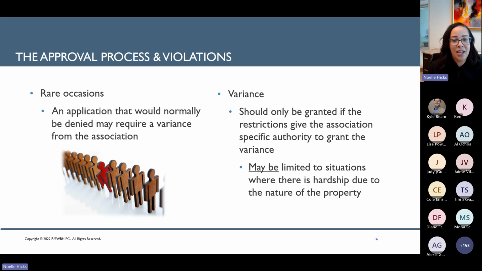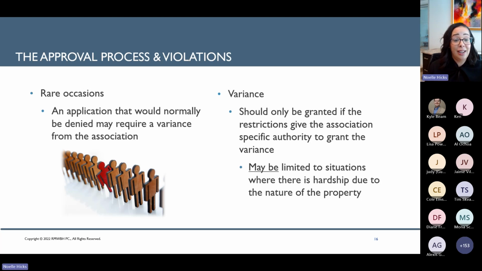So you've got to take those sorts of things into consideration, review the entire totality of circumstances, and listen to the homeowner if they have some additional explanation about why they're requesting this variance. And if the association has the authority to grant the variance and the circumstances call for it, then you can probably go ahead and do that. But if there's any question and you're not sure, consult your legal counsel.